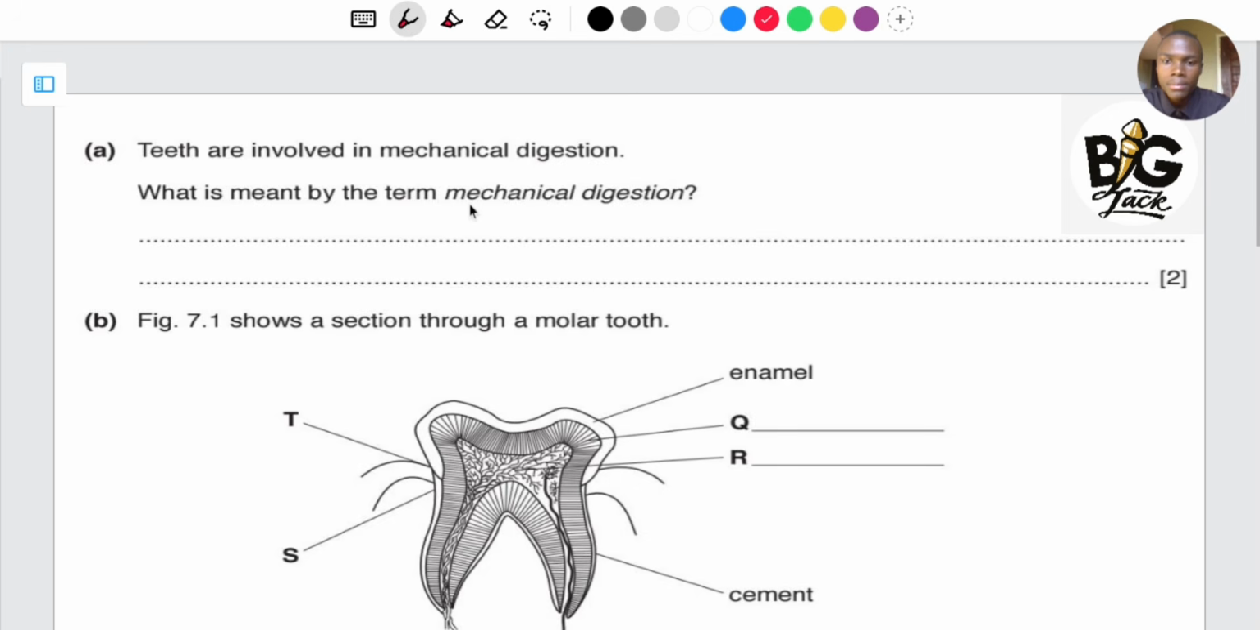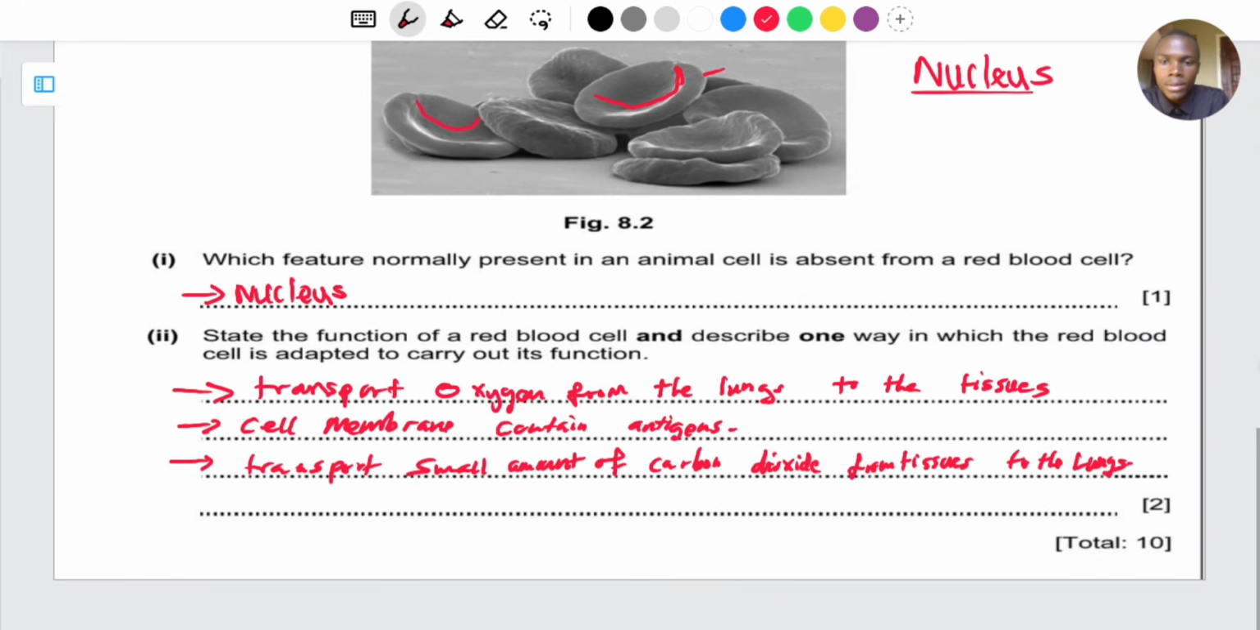Okay, let me just bring you back to the same question, yes, this one. So we are going to say presence of a biconcave shape, to carry hemoglobin, or to carry more hemoglobin. Then you're done.